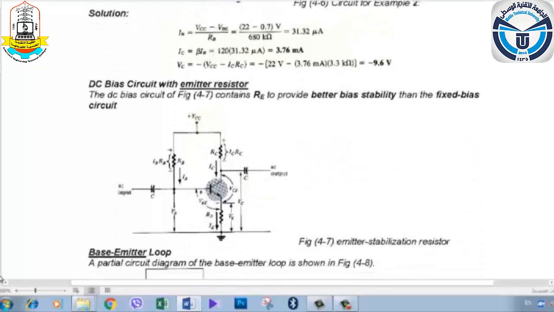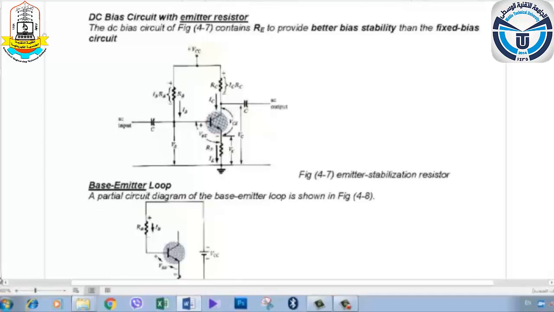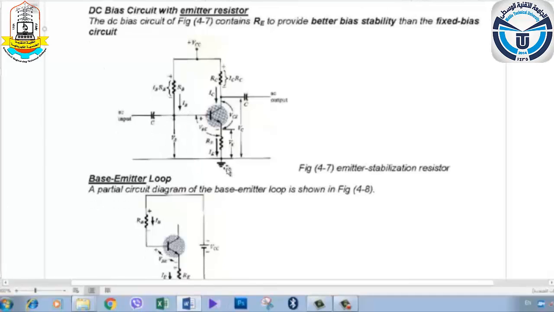Now we come to the other circuit type, which is called the DC bias circuit with emitter resistor. This circuit differs from the fixed bias circuit in that we have a resistor in the emitter branch, as is obvious here. The analysis will be the same. We take the base emitter loop, and then the collector emitter loop.